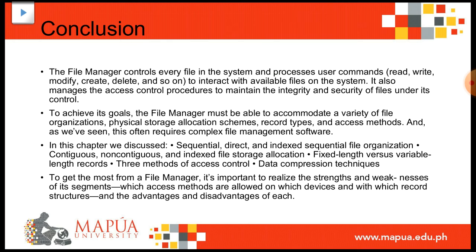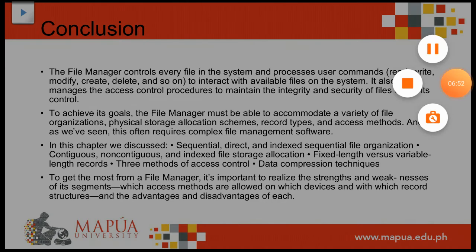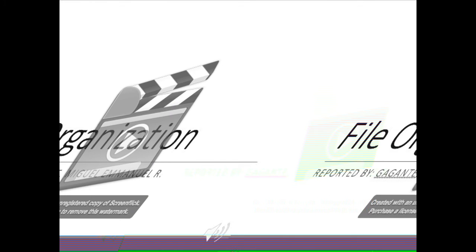Third, in this chapter we discuss sequential, direct, and indexed sequential file organization, contiguous, non-contiguous, and indexed file storage allocation, fixed length versus variable length records, tree method of access control, and also my part, the data compression techniques. Lastly, to get the most from a file manager, it's important to realize that the strengths and weaknesses of its system, which access methods are allowed on which device and which record structures, and the advantage and disadvantage of each. Thank you.